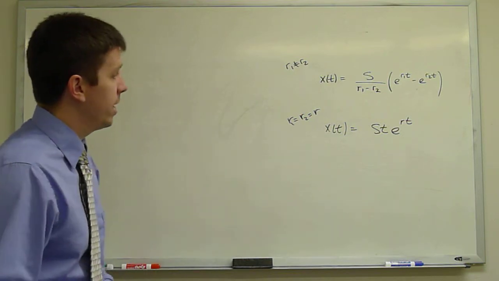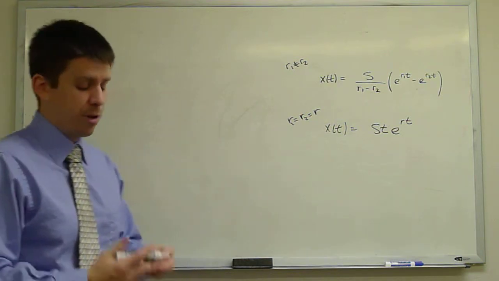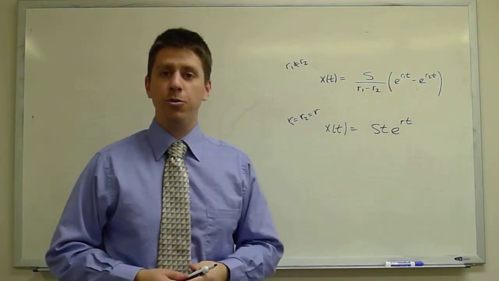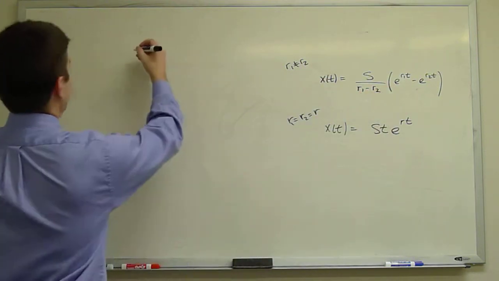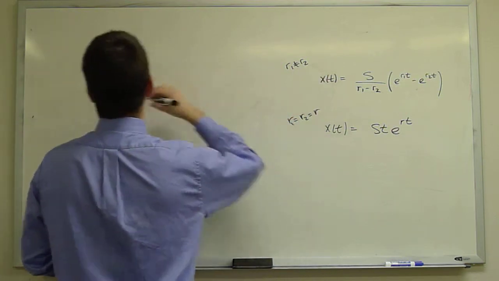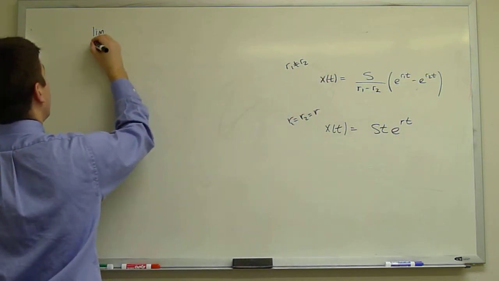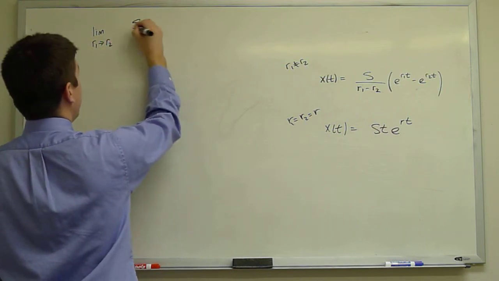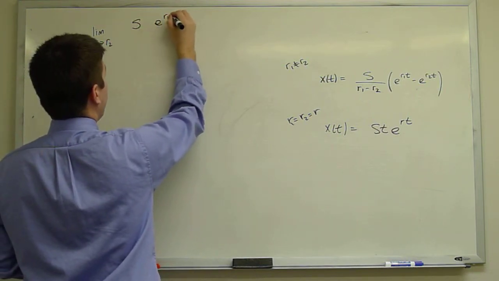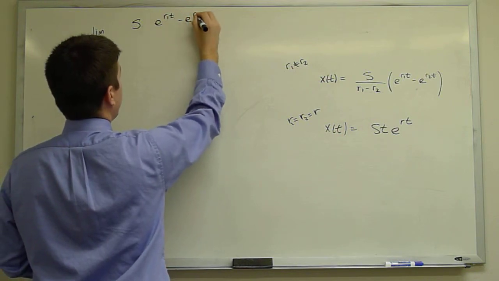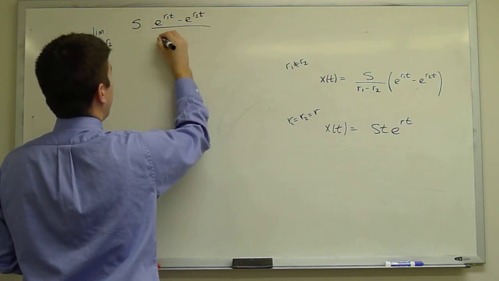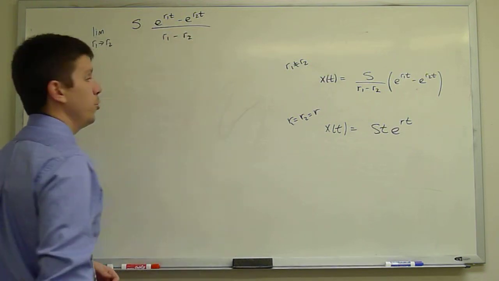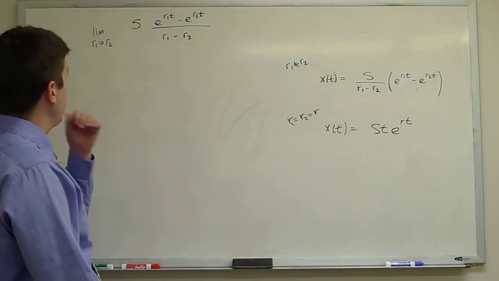What I want to do here should be familiar to you from calculus, although you might be a little bit rusty. I want to take a limit as R1 approaches R2. So I want to consider the limit as R1 approaches R2 of s times e to the R1 t minus e to the R2 t over R1 minus R2. Now, how can we probe this limit?